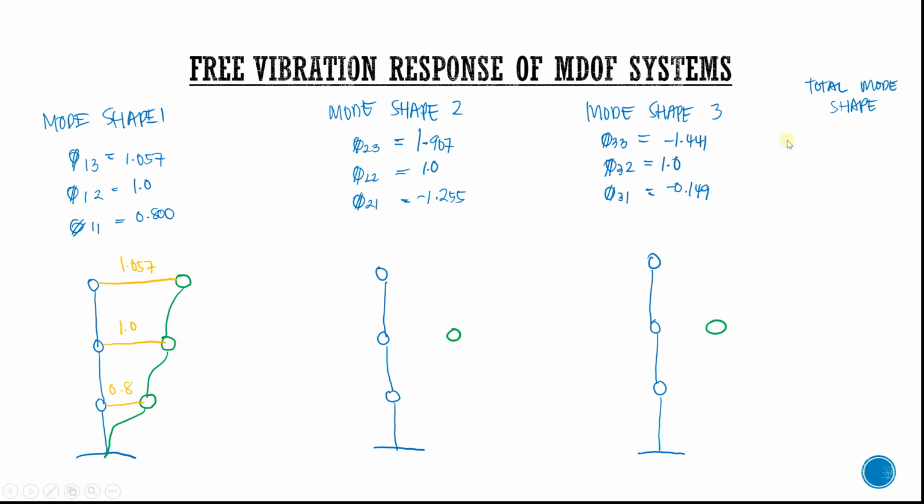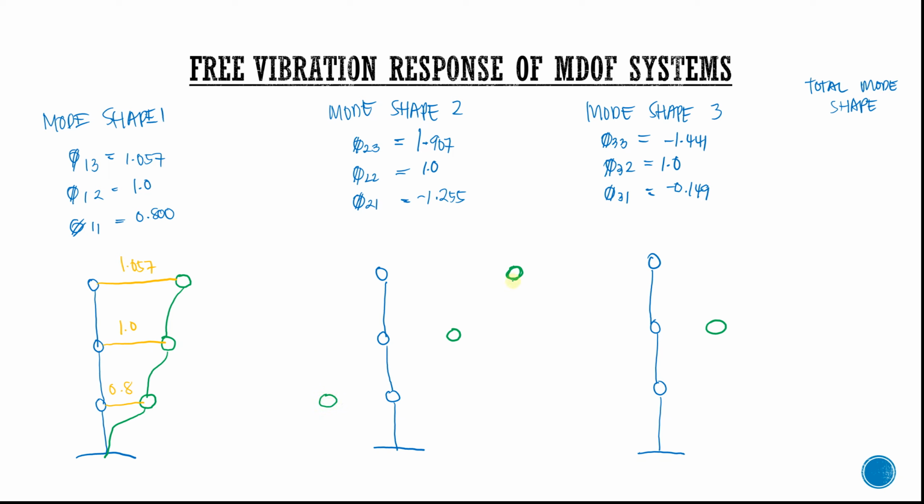So for the second floor again, that is 1. Our topmost floor is positive 1.907. So that is almost twice the shape of the second floor. So let's say that is over here. And for the first floor, we have negative 1.255. So that is past the mode shape of our second floor. But since it is negative, it means that it will be on the other side. So let's say it is here.